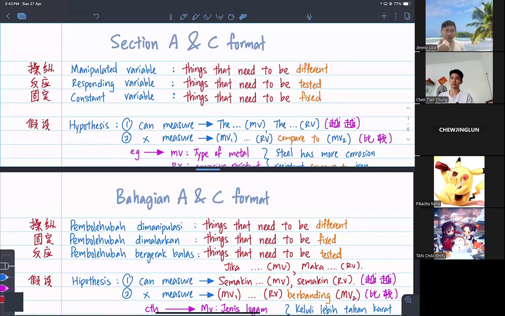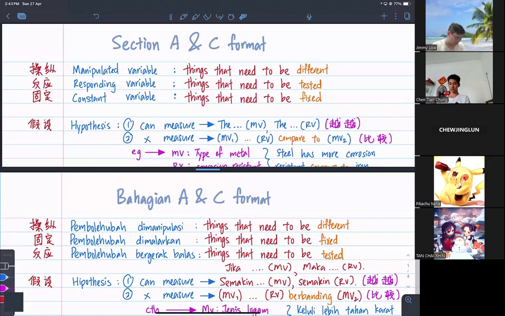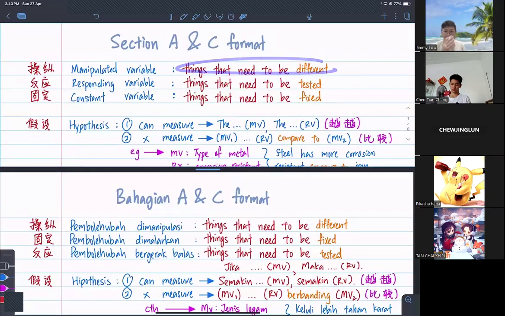In terms of your paper, the question won't ask you directly for the manipulated variable. Somehow they would express it this way. The question will say the thing that has to be different, the factor that has to be different, faktor yang perlu diubah. That is the so-called pemboleh ubah dimanipulasi. You get me? When the question says factor that has to be changed, it means the things that have to be different. So you need to write manipulated variable.